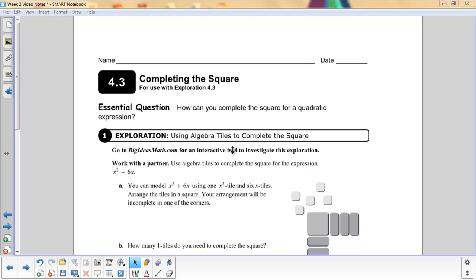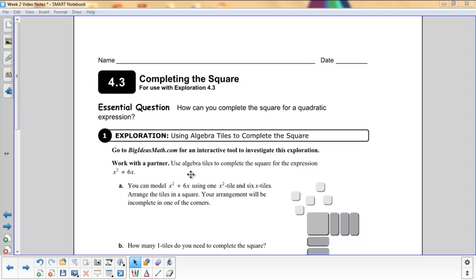I'm going to go ahead and use algebra tiles to demonstrate completing the square, and then we will move on to the algebraic work following that. So I'll be your partner today. We're going to use algebra tiles to complete the square for the expression x squared plus 6x.